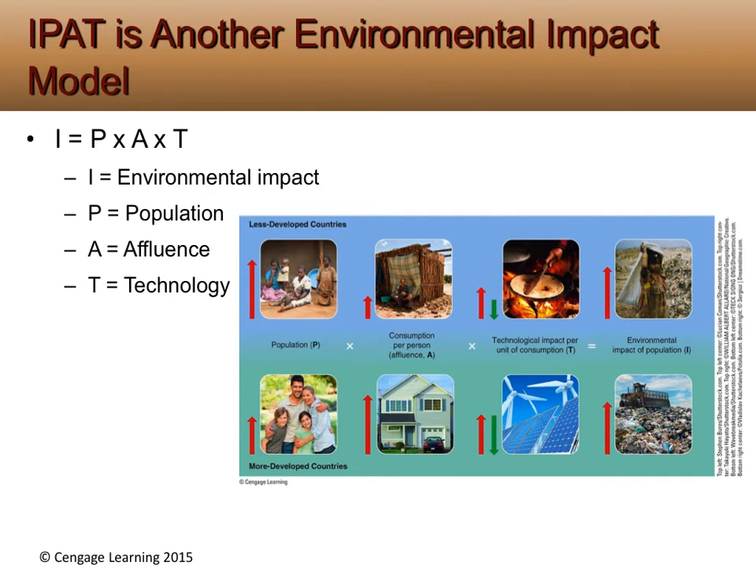A model that's really important is I equals P times A times T. I is environmental impact, which is equal to the population times affluence times technology. What this means is environmental impact is really dependent on three different factors. If a population goes up, of course, we tend to use more resources to sustain that population. As affluence goes up, we have more things, if you will, and of course what happens is we need more resources to produce those fun things that we buy.